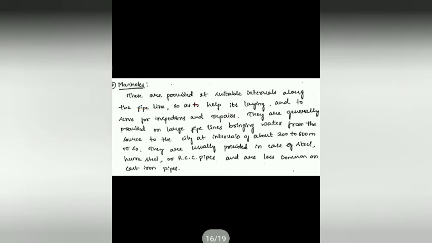These are provided at suitable intervals along the pipeline so as to help its laying and to serve for inspection and repairs. They are generally provided on large pipelines bringing water from the source to the city at intervals of about 300 to 600 meters, and are usually provided in the case of steel, hewn steel, or RCC pipes, and are less common on cast iron pipes. Providing manholes throughout the entire sewage line is most common, but for the water supply line we generally don't provide manholes in the entire distribution pipelines.